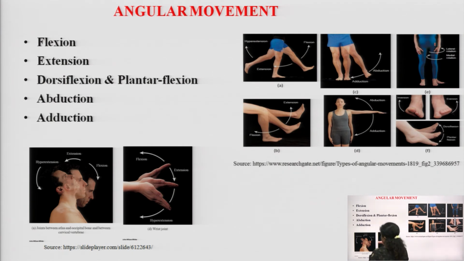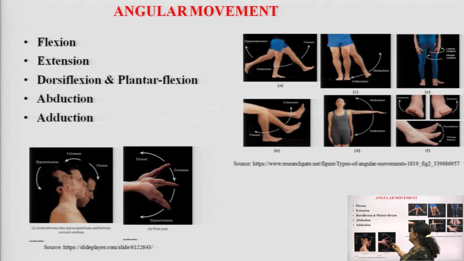Okay students, this is my normal neck. What will happen if I move my head towards my chest? It will decrease the angle and show flexion. And if I move my head backward, toward the posterior end, and move it further downward, this is showing hyperextension. Okay, flexion, extension, hyperextension. So this is one movement.